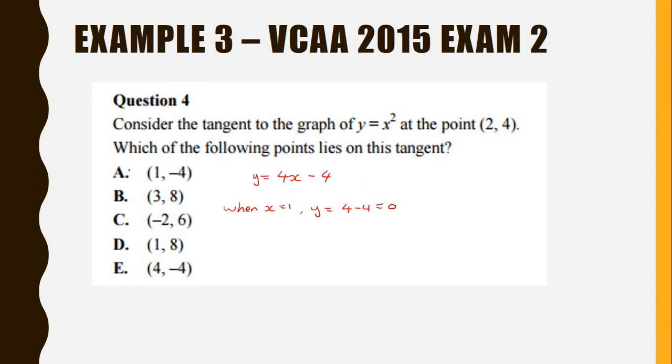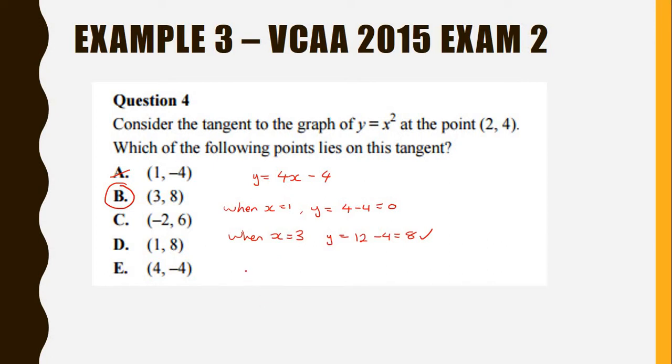Not negative 4, so that one's out. If I look at option B, when x equals 3, y will be 4 times 3 is 12, minus 4. That is 8, so this point is on the line.